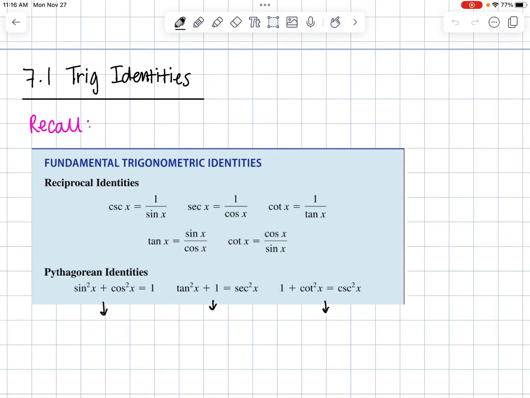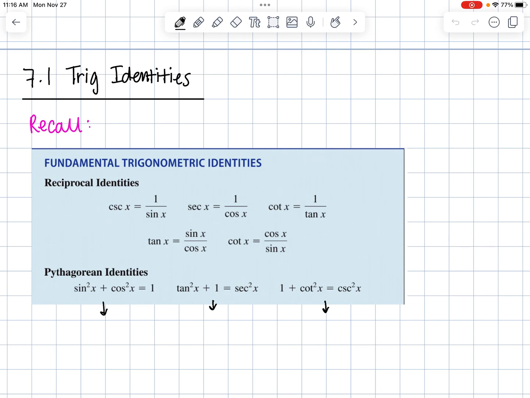Hello and welcome to our new unit, Trig Identities, which is not really a new unit. It is the new chapter in our book though. Trig Identities should be familiar. We have our trig expressions, sine, cosine, and tangent.